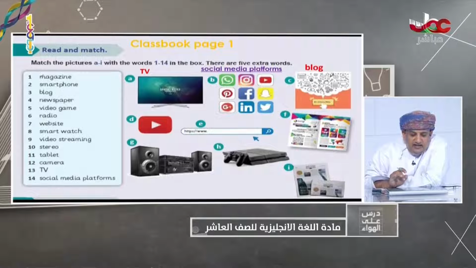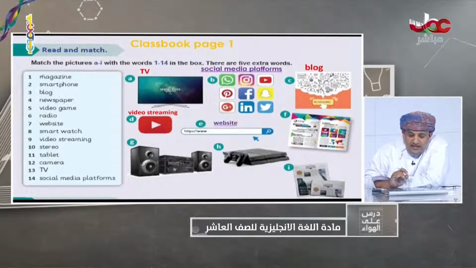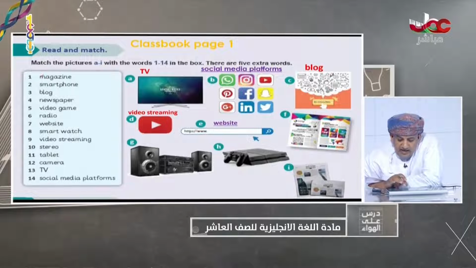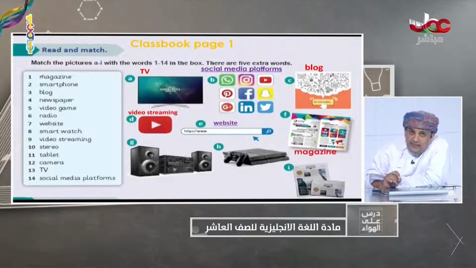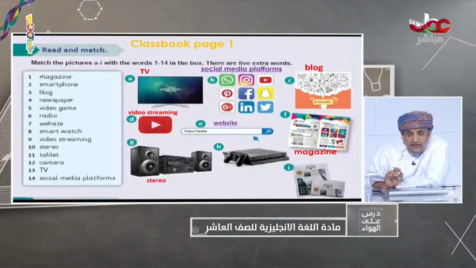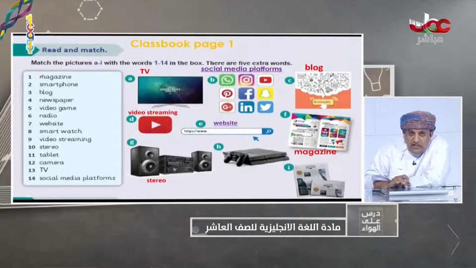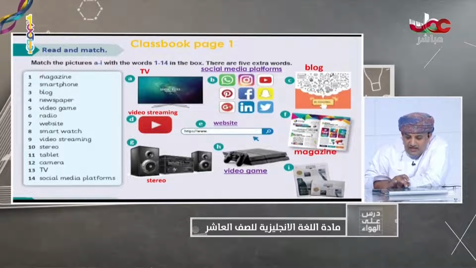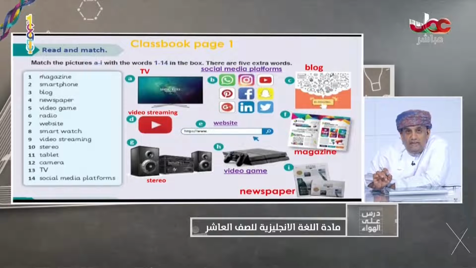Letter D, it's video streaming. Very good. E, what is it? Yes, it's a website. Okay, F, a magazine. Very good, magazine. G, stereo. Very good. H, video game. The last one is newspaper.